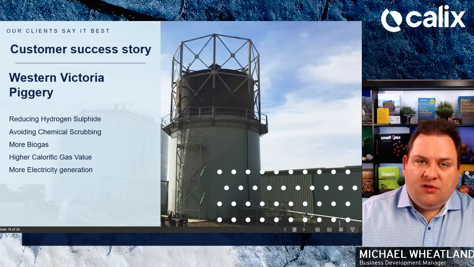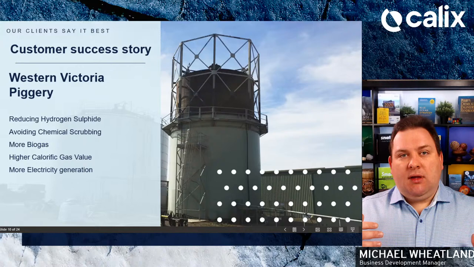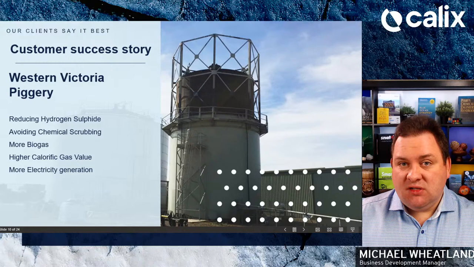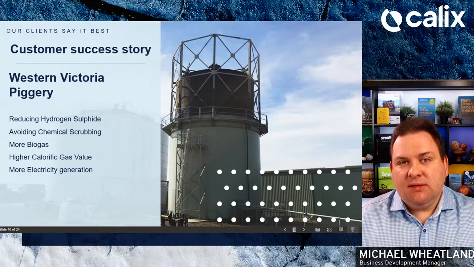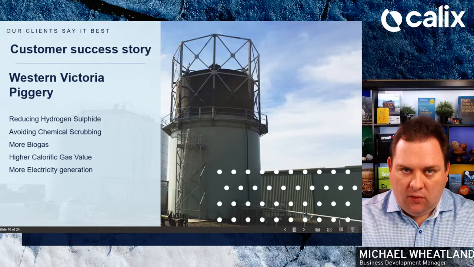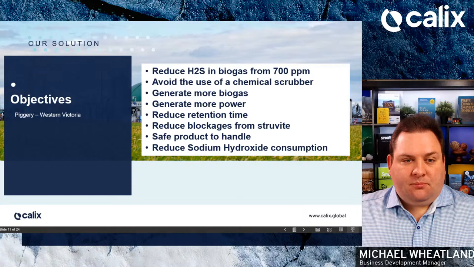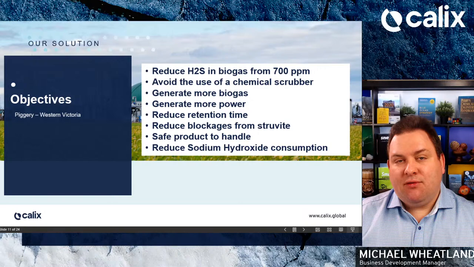Getting more biogas, because of course more biogas per volume of waste is pretty important in terms of the efficiency of the unit. Higher calorific value is also very important. So if you can get more methane into the biogas, that way you can get more electricity out per volume of biogas generated. And of course, more electricity being generated. So I've kind of been through those, but yeah, we're looking at generating more biogas, generating more power, reducing blockages with struvite as well.